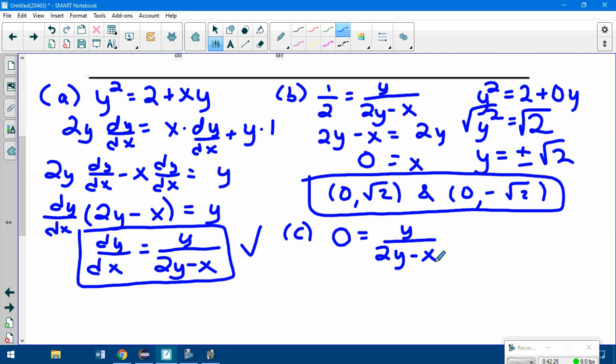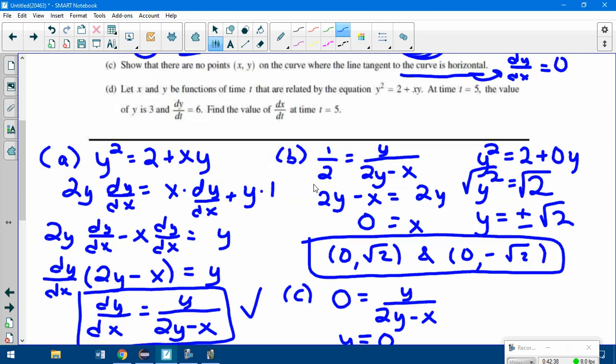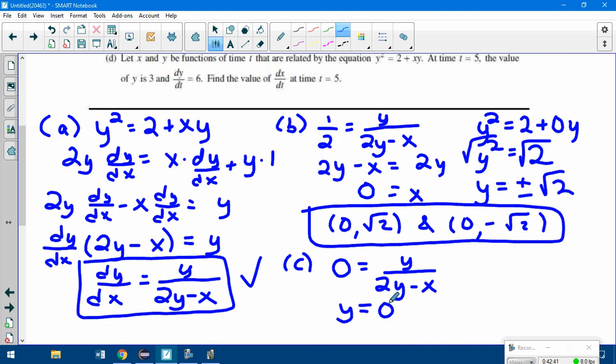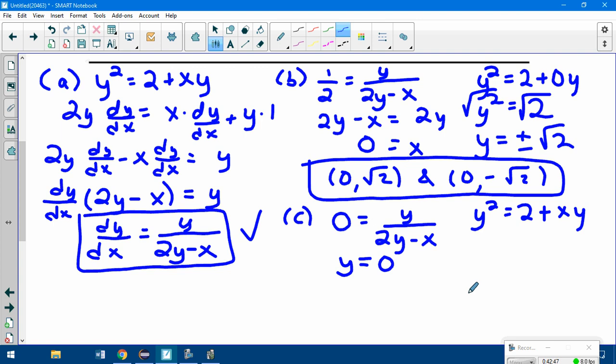What happens when you cross multiply this time? You get y equals 0, which seems fine so far. But we've got to find the points. So we got the y value was 0. So go back to the original equation, y squared equals 2 plus xy. If I plug 0 in for y, I get 0 squared equals 2 plus x times 0. Uh-oh, 0 equals 2. No solution.